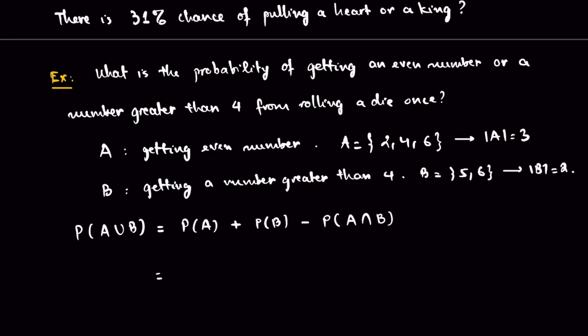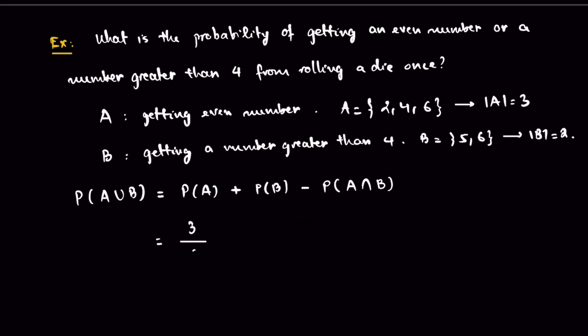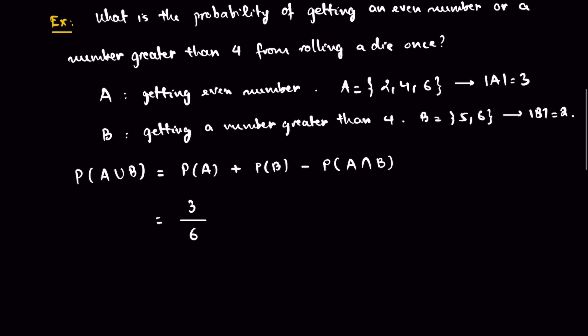So in this case, the probability of A, that is the probability of getting an even number, is going to be 3 over 6. 3 is the number of desirable outcomes, or the cardinality of A, and 6 is the number of total possible outcomes, or the cardinality of the sample space S. And for the probability of B, you have the cardinality of B, or the number of desirable outcomes, equal to 2, and the cardinality of S equal to 6.